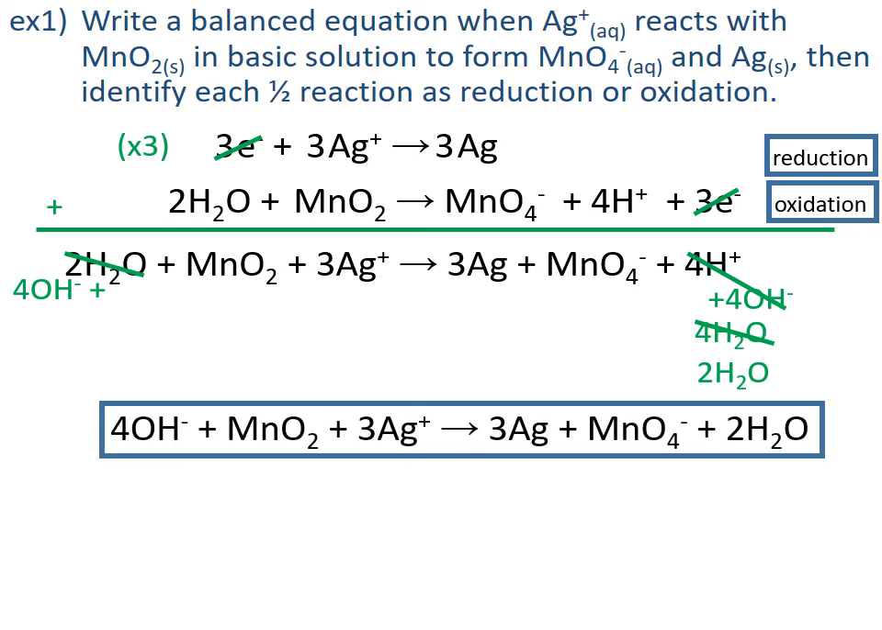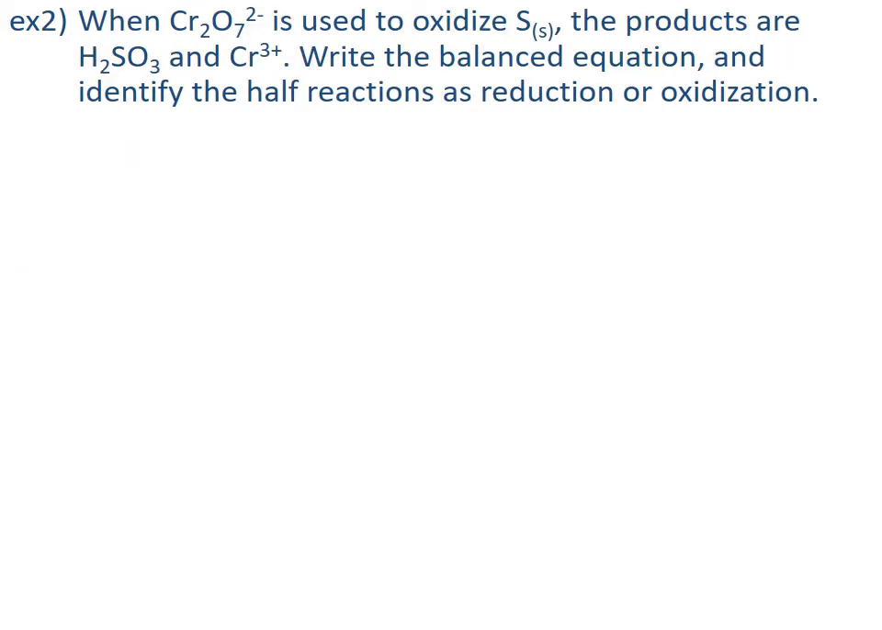So in the end, I wind up with 4 hydroxide plus an MnO2 plus 3 silver ions, turning into 3 silver atoms, 1 MnO4- and 2 water molecules.